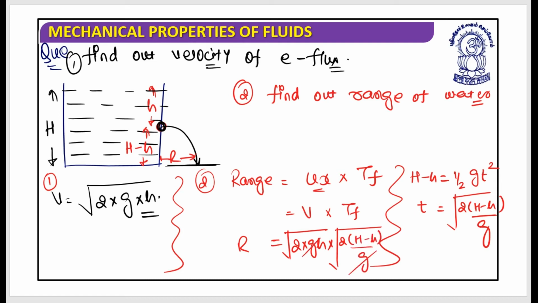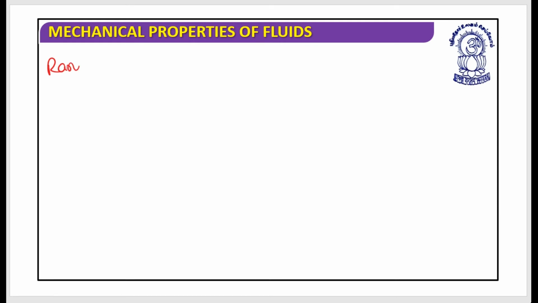This g and this g cancel, and whatever is left is the range. So the range of efflux could be given as root of 2h multiplied by 2(H minus h). So this equals, 2 twos are 4, and let's keep it outside the square root.